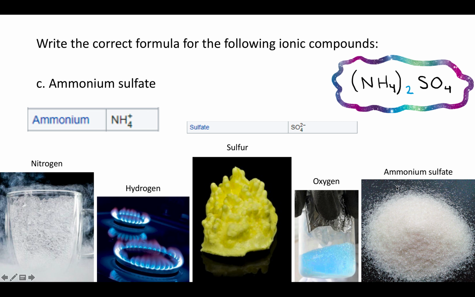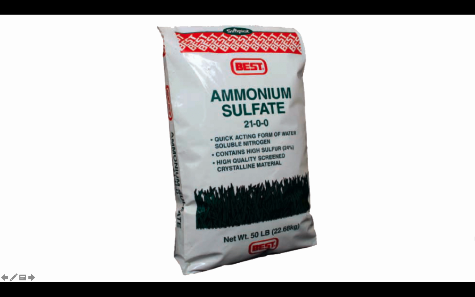So if you were to combine nitrogen and hydrogen together in just the right way, you'd get ammonium. And hydrogen, in addition to being the big gas clouds in outer space, is also the gas that's used in gas stoves. And then if you combine sulfur and oxygen in just the right way, you'll get sulfate. And then if you combine those two together, you'll get ammonium sulfate. And ammonium sulfate is used as a fertilizer.